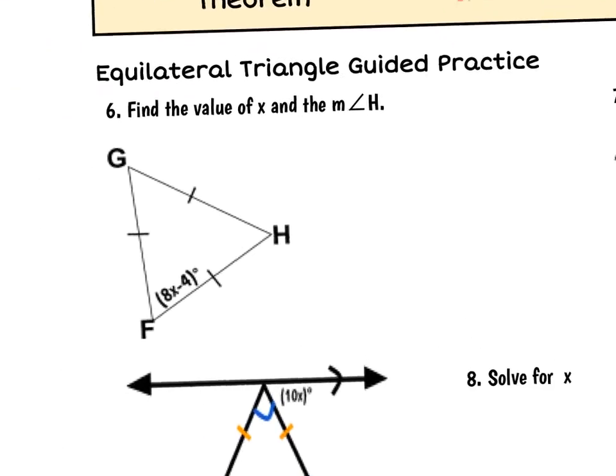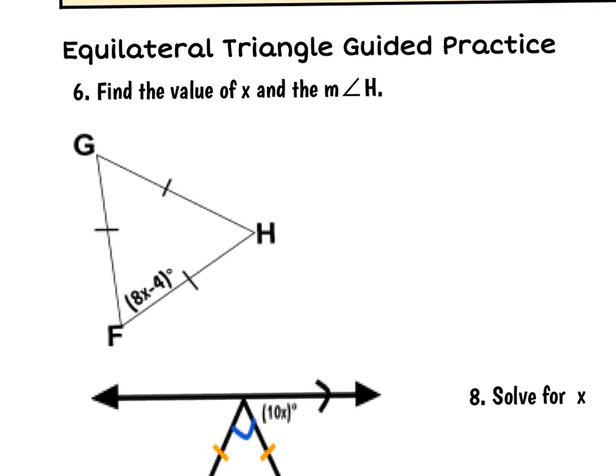All right, so let's take a look at some guided practice here. Find the value of x, and then find the measurement of angle h. Now, because this is an equilateral triangle, because all of these sides are congruent, we know that all of these angles must also be congruent. Well, the internal angles must be equal to 180. 180 divided by 3 equals 60. So each of these angles must equal 60.